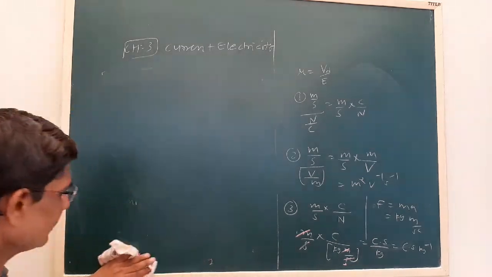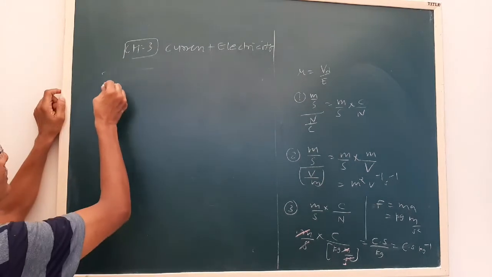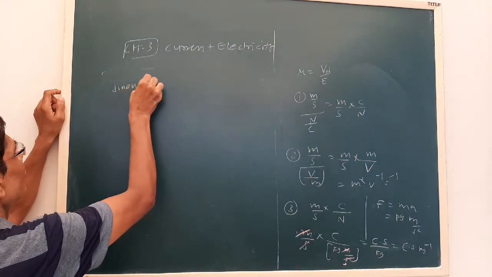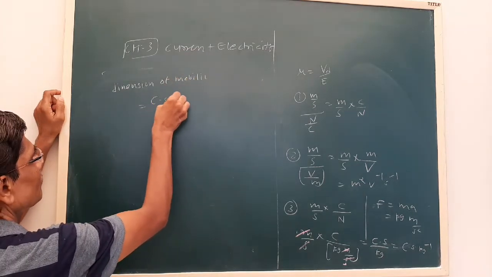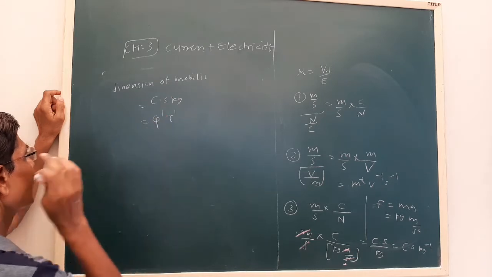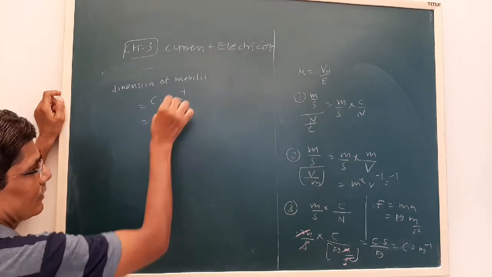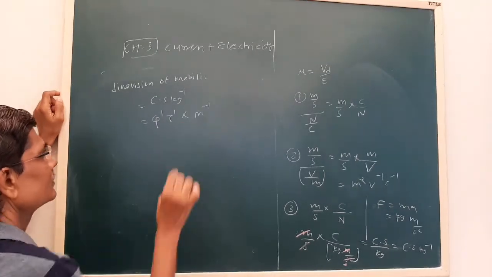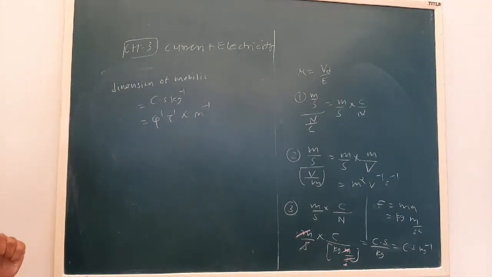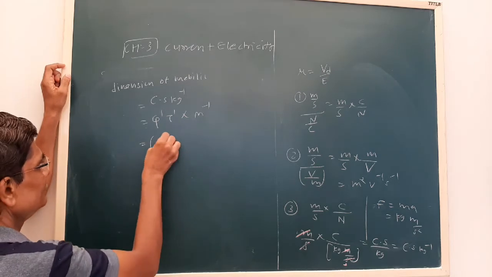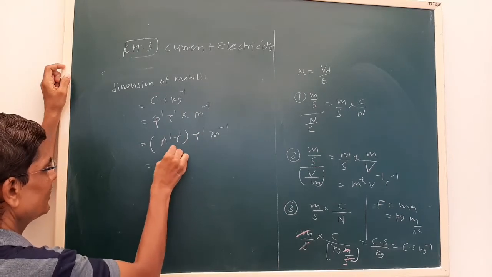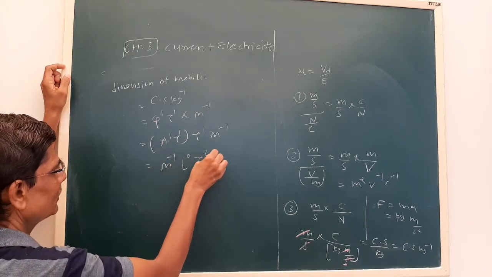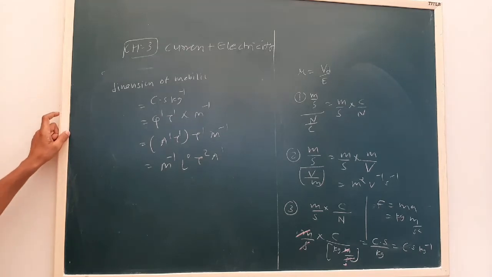Okay, whenever we come across a new quantity, now it is Q1, T1, m minus 1. Okay, kg is mass, m minus 1. Now Q is equal to IT. Now we simplify, m minus 1, L0, T2, A1. Okay, now one more relation of mobility we have to derive.